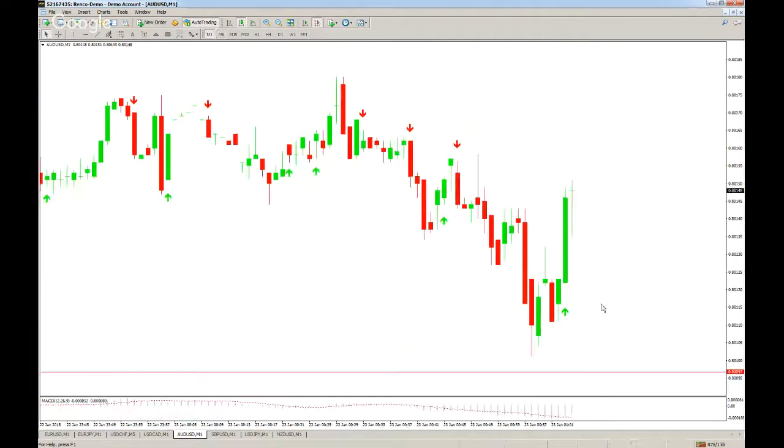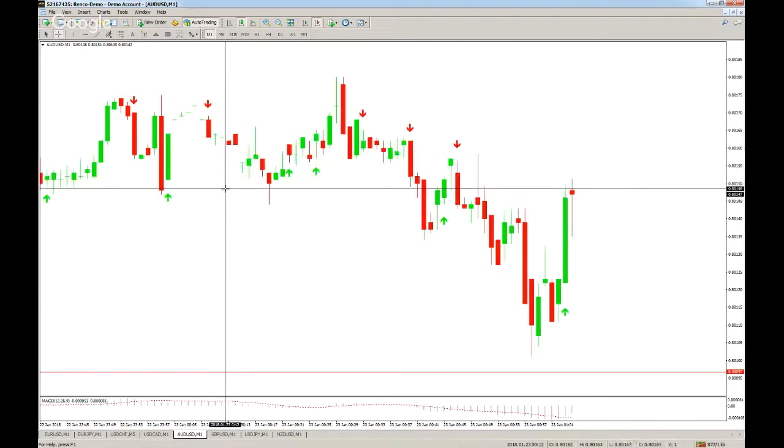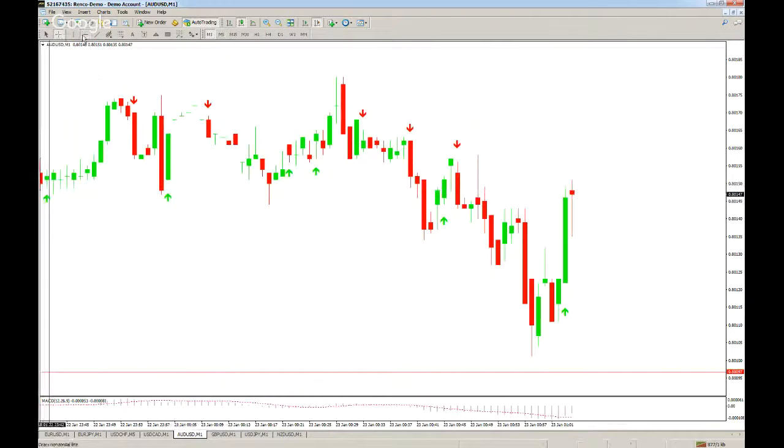Go on the 60. We have this bullish engulfing. Okay, so let's see. We had a bit of structure there.